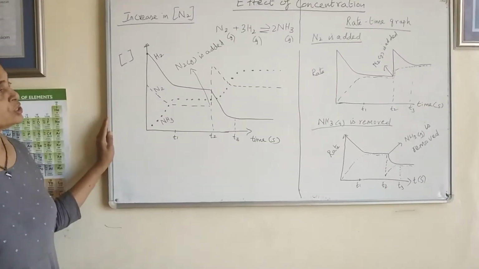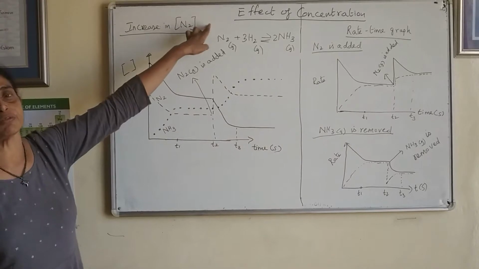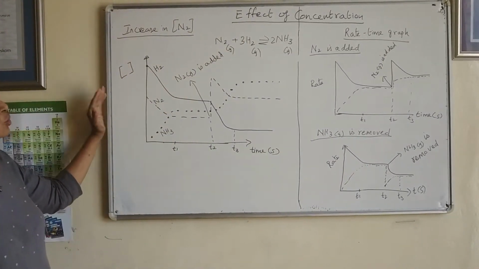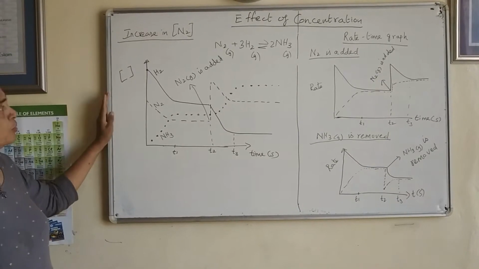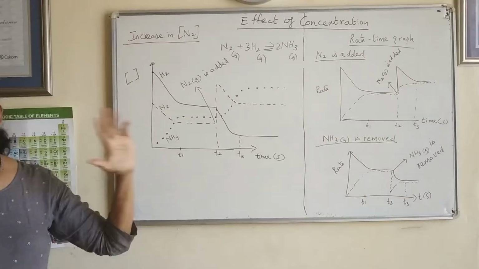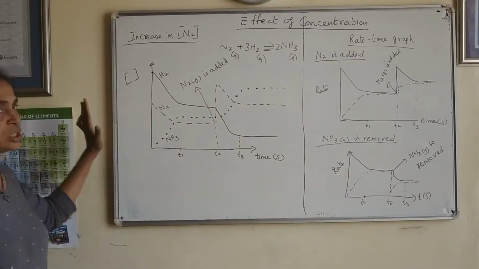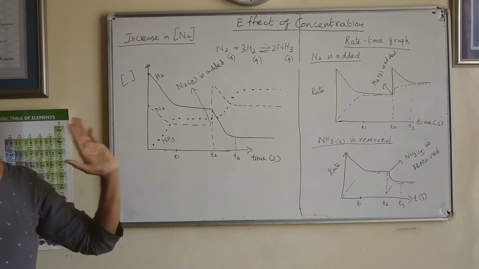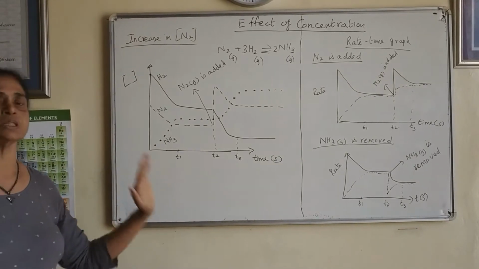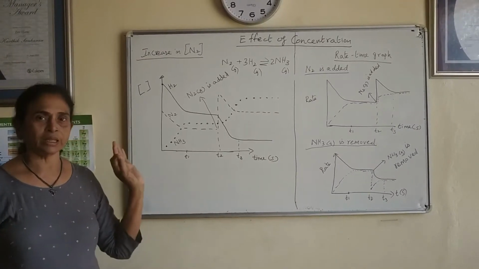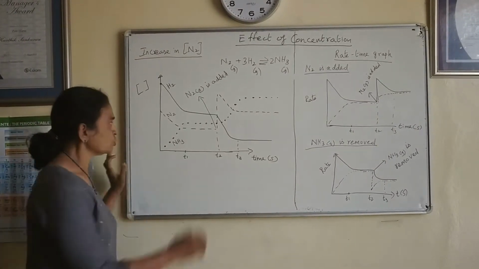Now we are going to see how the concentration affects the equilibrium. You already know what equilibrium is. Equilibrium means the rate of the forward reaction is equal to the rate of the reverse reaction, and the reaction did not stop, but the concentration of all the chemicals remains constant. Remaining constant means they do not become zero, they do not become equal, but they do not change. That's what it tells you.